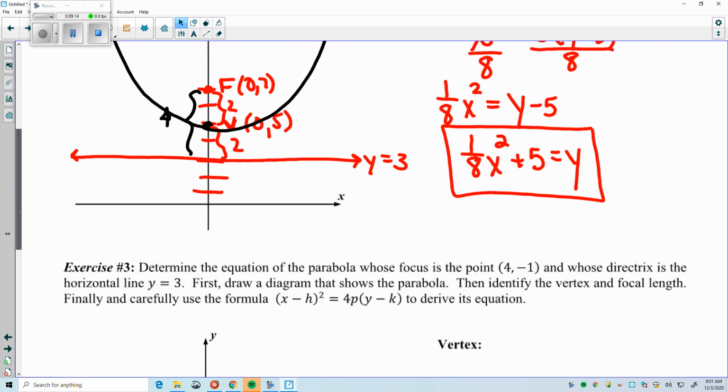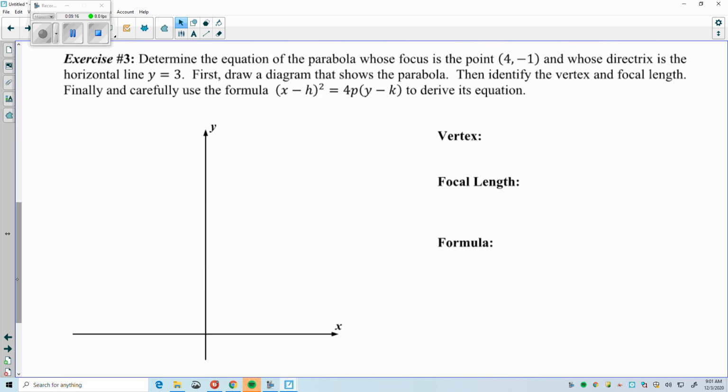Okay. And lastly, another example. We're going to determine the equation of the parabola whose focus is the point 4, -1, and whose directrix is the horizontal line y equals 3. So again, first we're going to draw a diagram that shows the parabola. We're going to find the vertex, figure out the focal length, and then we're going to use that formula to derive its equation. Okay, so first thing I'm going to graph is the line y equals 3.